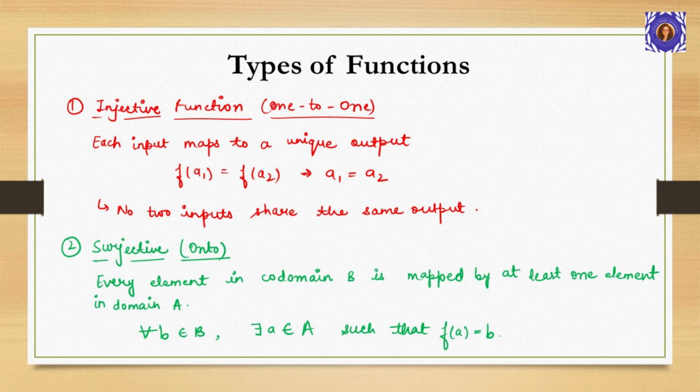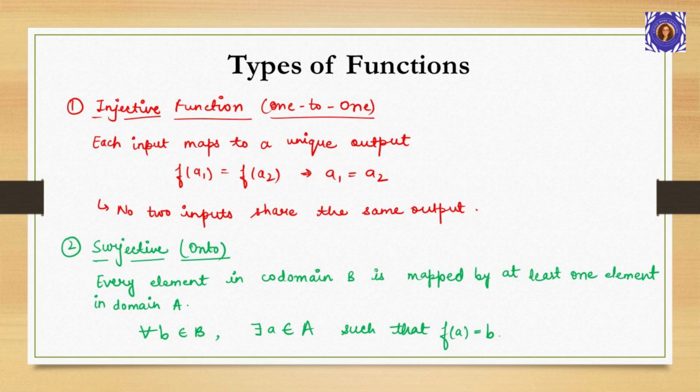Think of this like a fingerprint system. Each person has a unique fingerprint. No 2 people share the same fingerprint pattern. If f maps people to their fingerprints, this would be an injective function because different people always have different fingerprints.